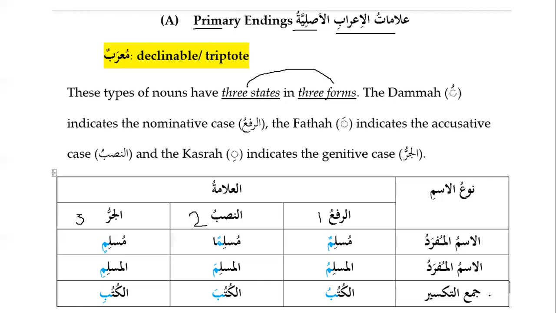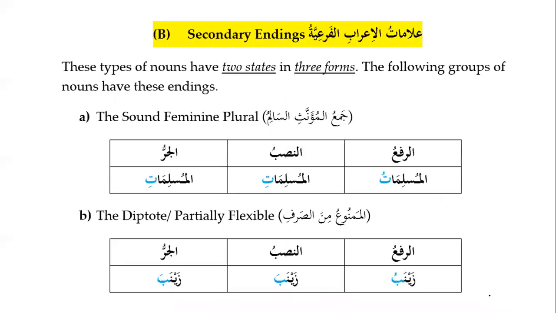What kind of endings do they have? Secondary. So primary only for the singular noun and the broken plural. Let's have a look over here. Alamatul irabi al-far'iyyatu. Far' as we know is called the branch. And when we talk about far'iyyatu, that means the secondary, something that is not the main, not the head, not the main campus. It is called the branch. So that's why it is called alamatul irabi al-far'iyyatu, the secondary endings.